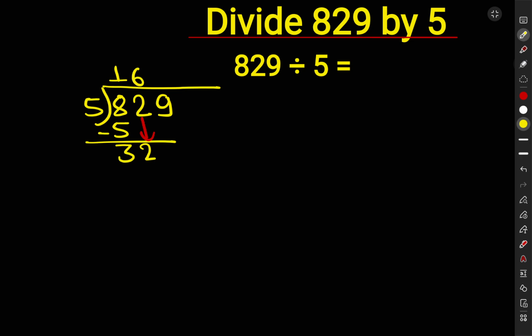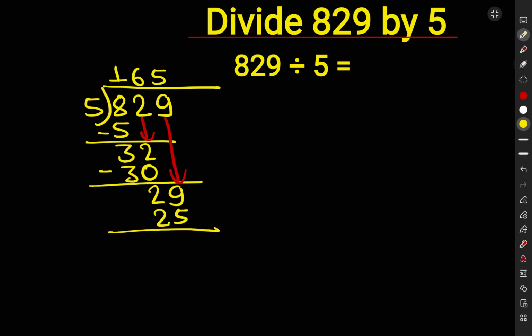5 times 6 is 30. On subtracting we get 2. So again we put down this 9 and it is 29. 5 times 5 is 25. On subtracting we get 4.